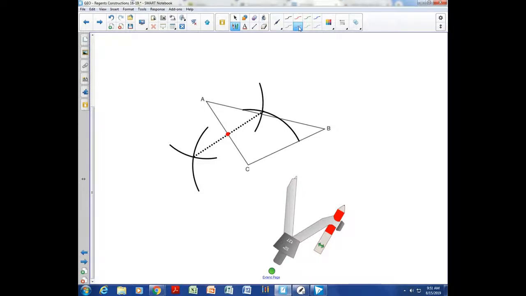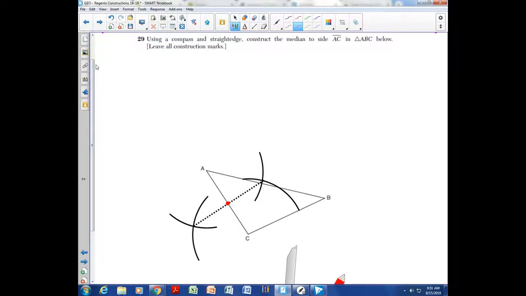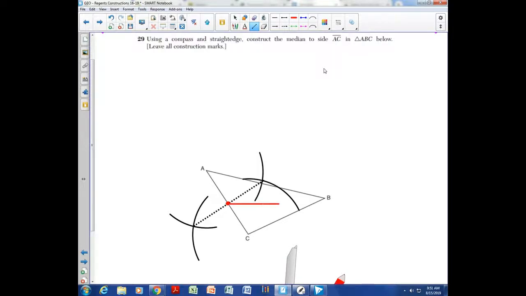Now, once you have the midpoint of AC, remember we were drawing a median. A median is a line segment that goes from the midpoint of one of the sides to the opposite vertex, right there. That right there is a median. And one thing we know is true about a median is that this little part over here should be congruent to this little part right there.